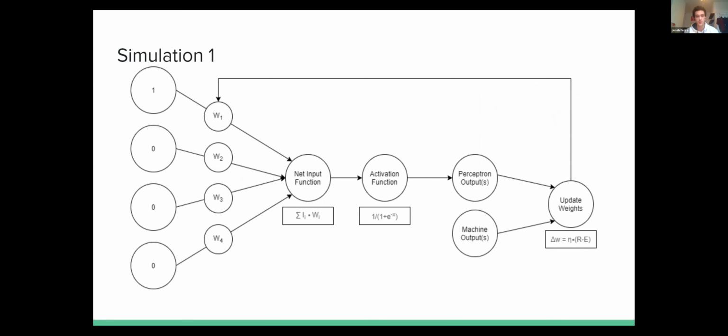The perceptron then took this input and, using its respective weight, determined the net input, which it then used as an input into its activation function, the sigmoid function. This then determined the output of that cycle of the perceptron, which was then compared to the actual machine output at the time. The difference, or lack thereof, between those 2 values was then used to update the weights. The rate at which this weight was updated was dependent on the learning rate, eta, which is visible in the formula box below the update weights, where R represents the realized output of the machine and E represents the expected output of the machine.